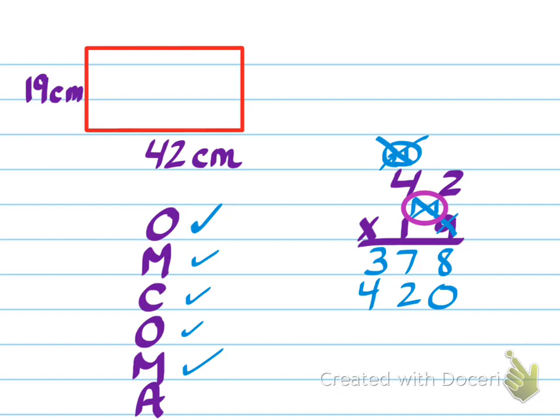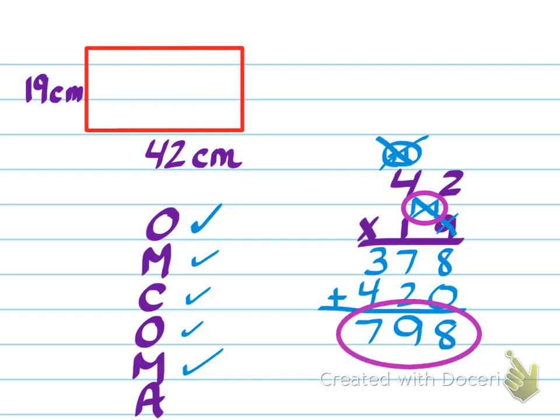And then the next thing I need to do is add. And our answer is 798. Hopefully you got that right. If you didn't, you need to go back and check and see what you did wrong. Put a little check mark there and you are finished with your first practice problem. Let's go ahead and take another look at one more practice problem.